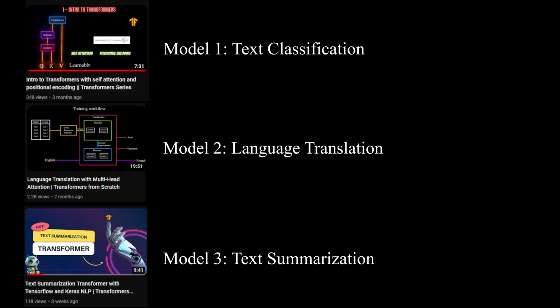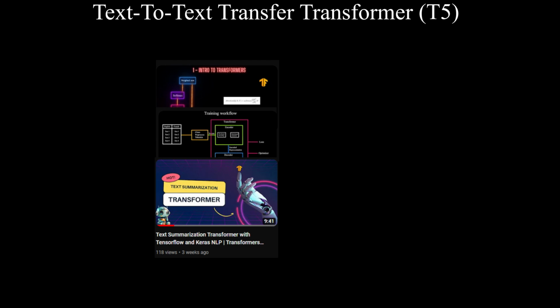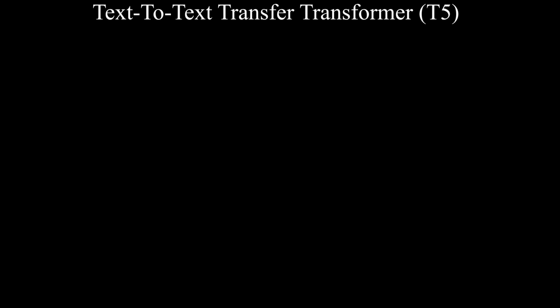But what if I tell you that a single model can alone perform all these tasks without modifying its architecture or retraining, and that's not a large language model? That model is called Text-to-Text Transfer Transformer, or T5 for short. So let's talk about how this is different from the traditional transformer we built till now.